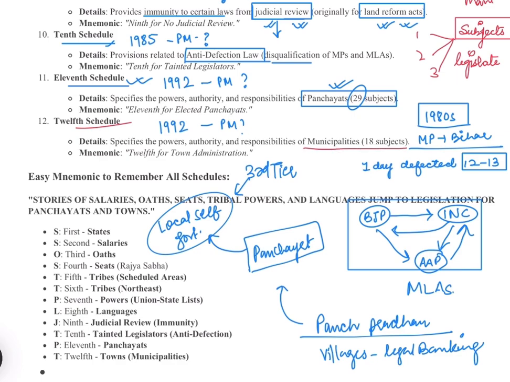Next comes the 12th schedule. It talks about municipalities. Panchayats are in rural areas, and municipalities are for urban areas. In urban areas there are 18 subjects given to them, and they have the responsibility and the power to formulate laws on those subjects.